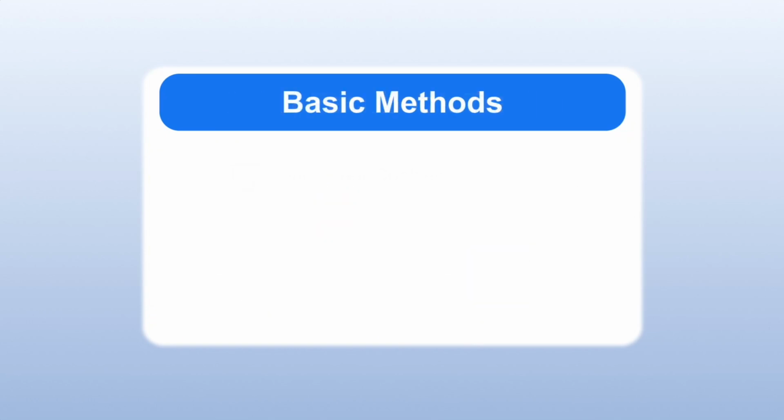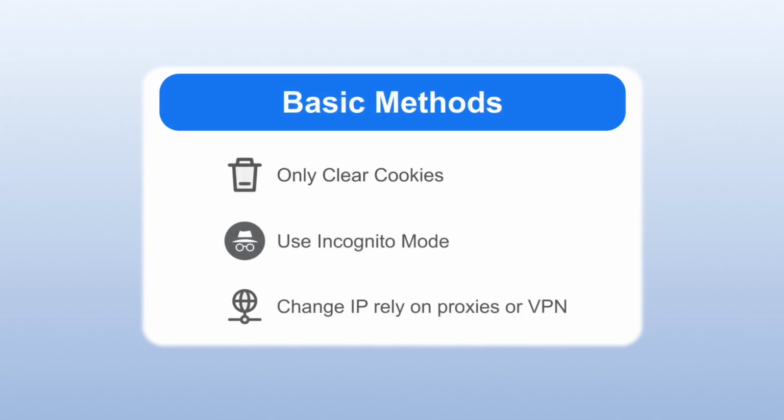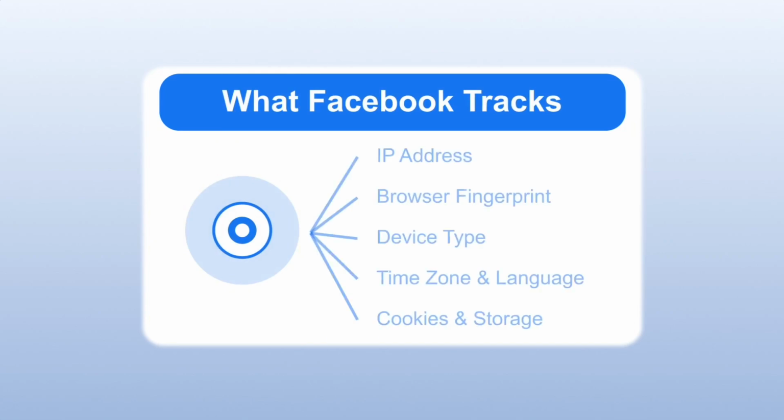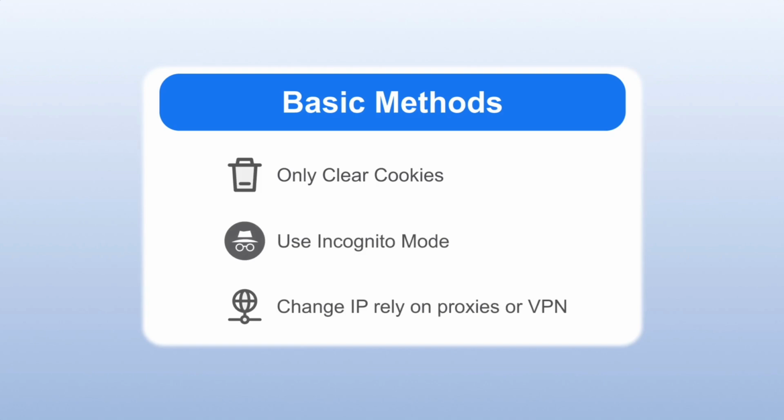A lot of beginners assume that just clearing cookies or using incognito mode is enough, but honestly, this is far from enough. When you log into Facebook, your browser leaks a lot more information than you realize. Your IP address, your device type, your browser version, your time zone, your language settings, even small details like your Canvas fingerprint. Platforms like Facebook are extremely good at picking up on these signals and linking your accounts together behind the scenes. That's why simply using incognito mode doesn't really work anymore.